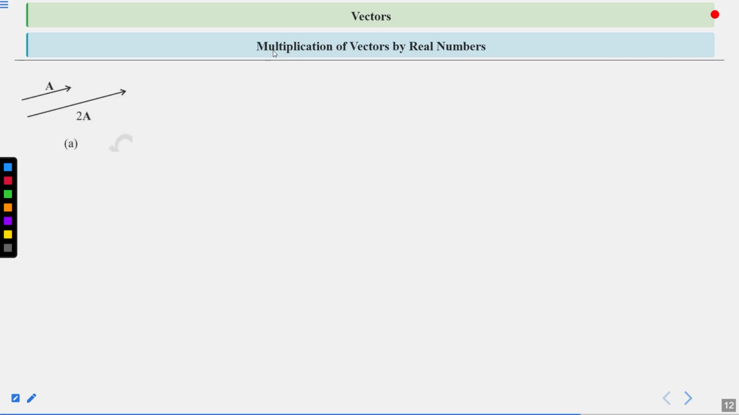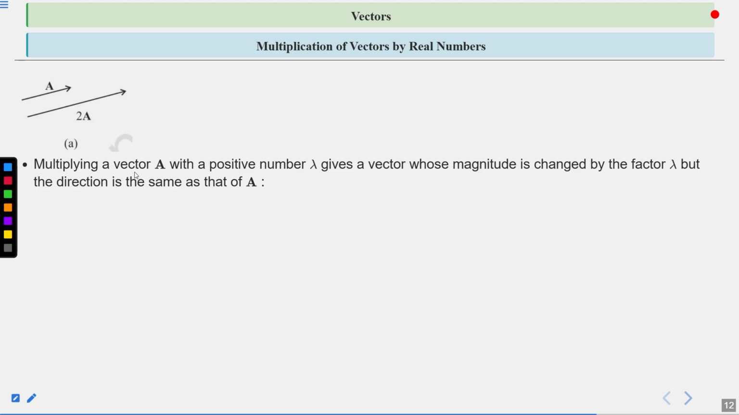Now we will learn about the multiplication of vectors by real numbers. Look at here, there are two vectors, A vector and 2A vector. Multiplying a vector A with a positive number lambda, any number 1, 2, 3, any positive number, gives a vector. It means suppose we have a vector A, if we multiply vector A with 2, it becomes 2A vector. So 2A is 2 times vector A. So this is also a vector quantity.